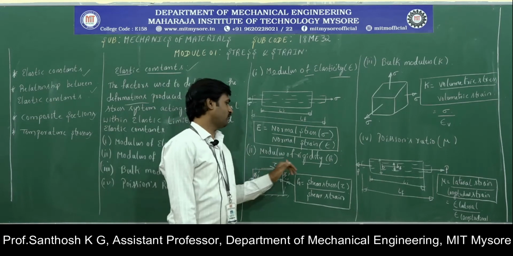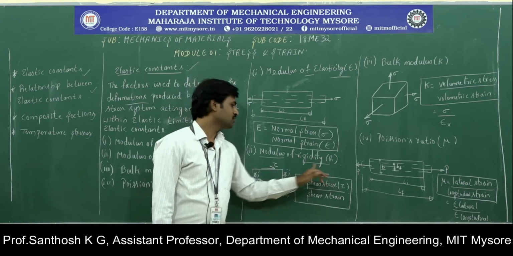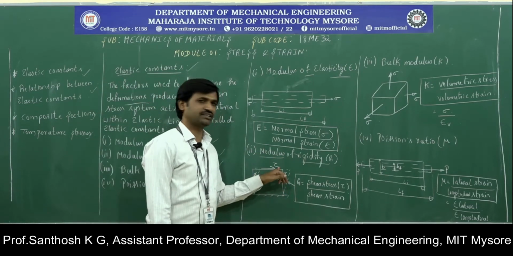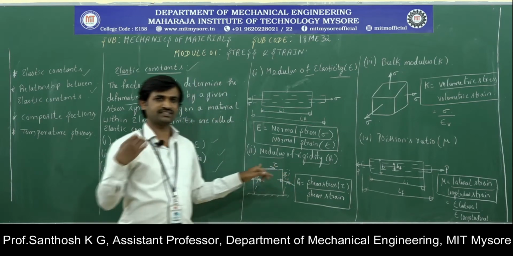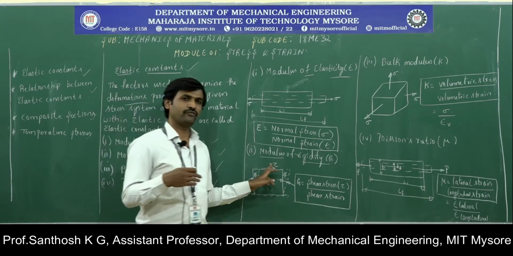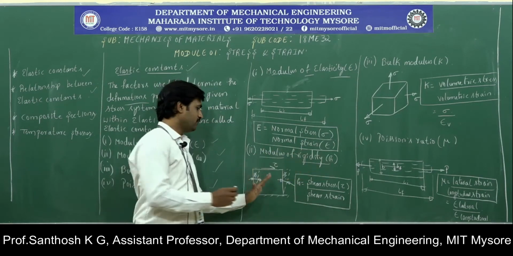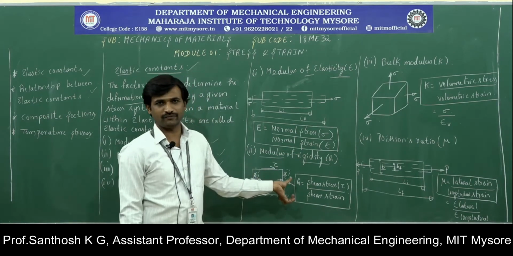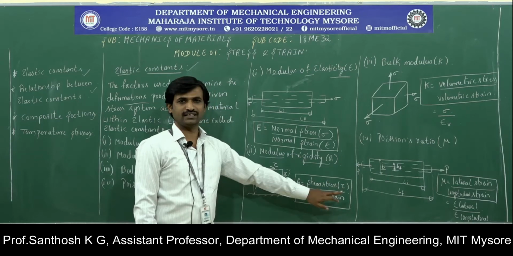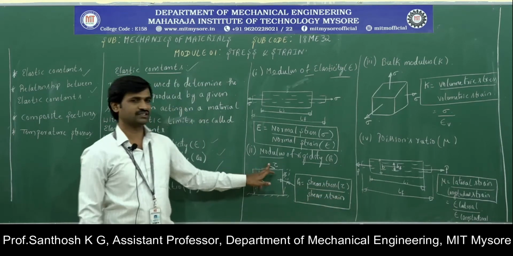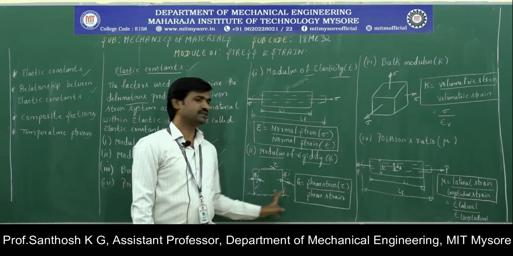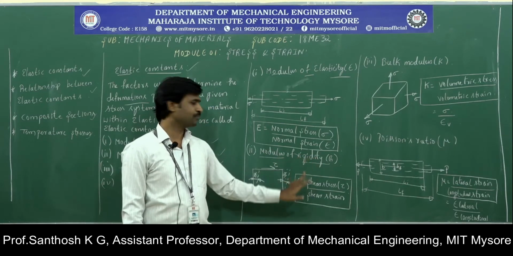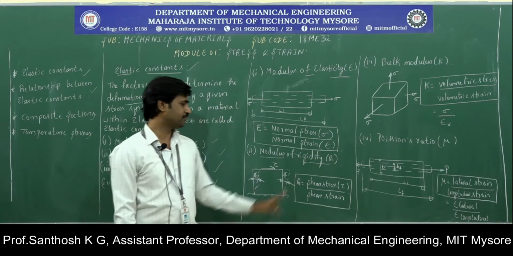Next, we shall see what is modulus of rigidity. Modulus of rigidity will come into picture when a given material is subjected to a shear stress. As we discussed in the earlier classes, when a member is subjected to a shear stress, it will result in the angular deformation of a body. Whenever there is an angular deformation, it results in the shear strain. So the ratio of this shear stress to the shear strain within the elastic limit, we are going to call modulus of rigidity, and it is denoted by the term G.